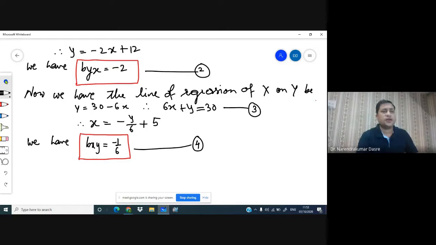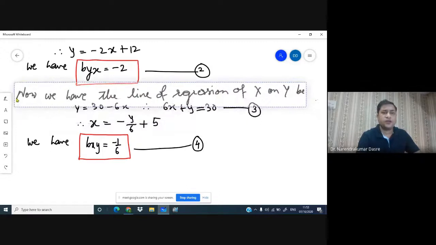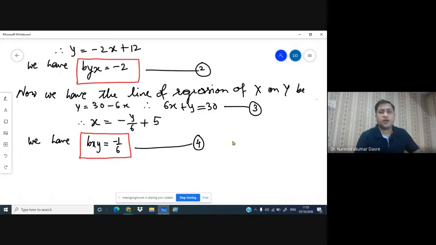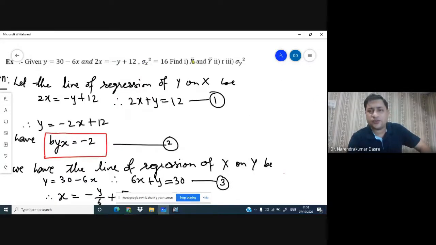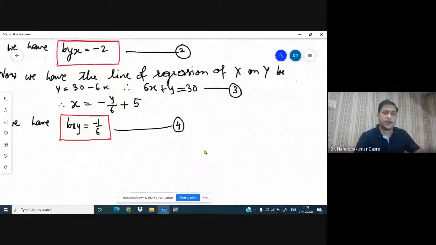Now see what we want. We want to find the value of x bar, y bar. We want to find the value of r. We want to find out sigma y square.